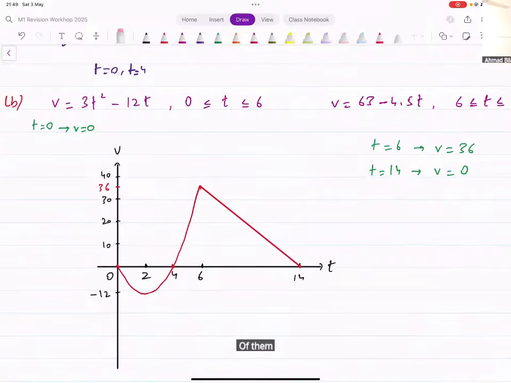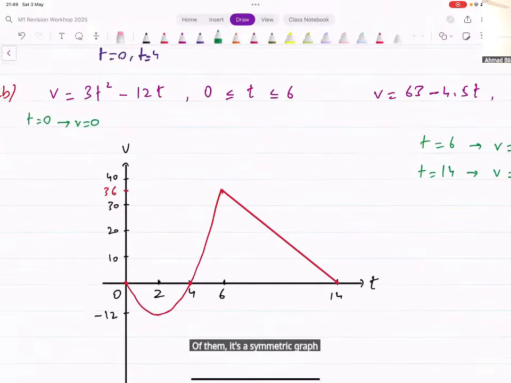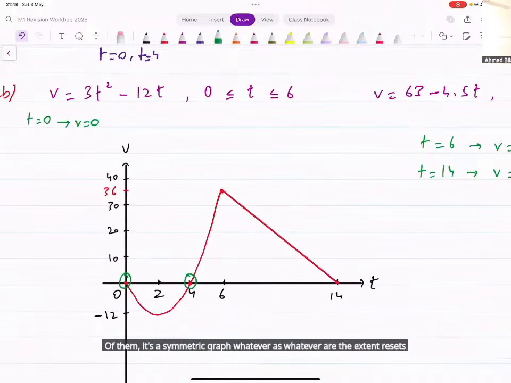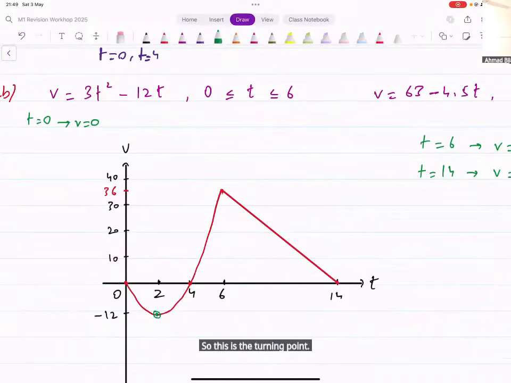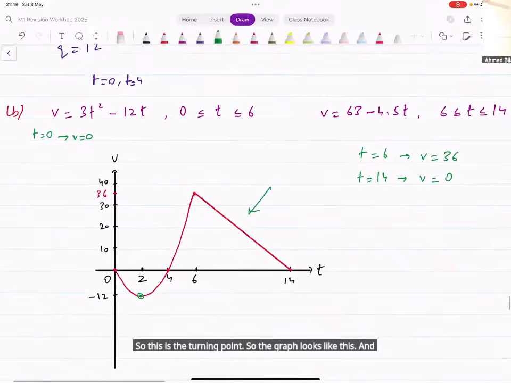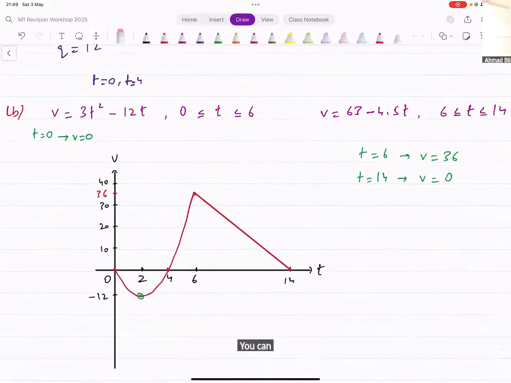It's a symmetric graph. Whatever the x-intercepts are, the turning point is going to be exactly in the middle of them. So this is the turning point. So the graph looks like this. And then the second part is just a straight line. You can draw a straight line like that. That's what the graph looks like.